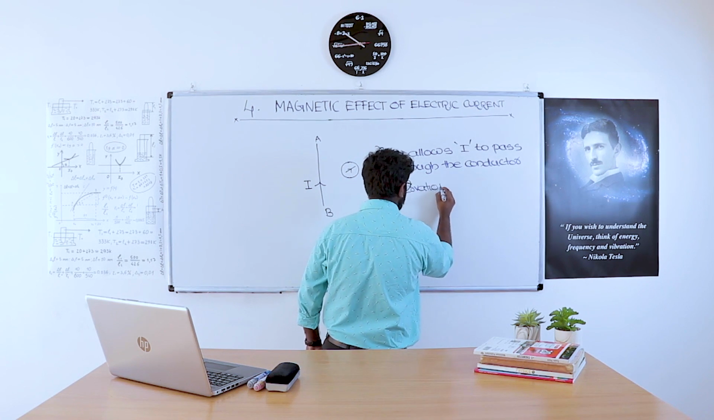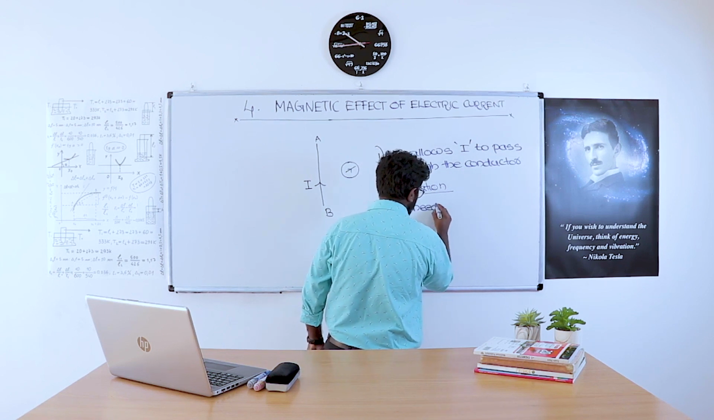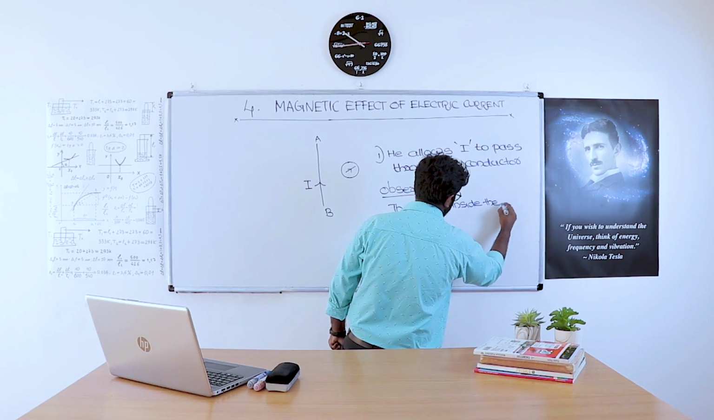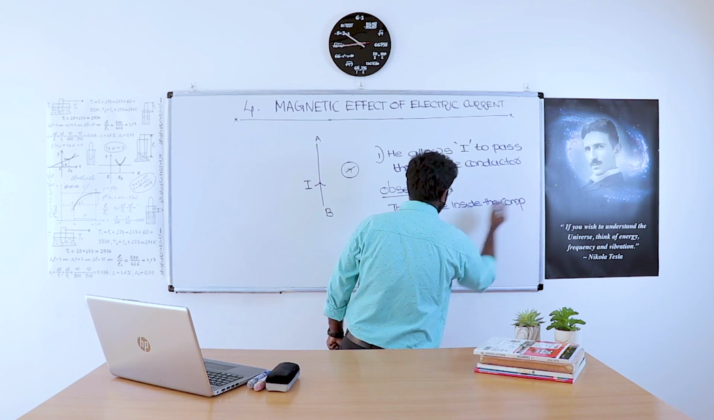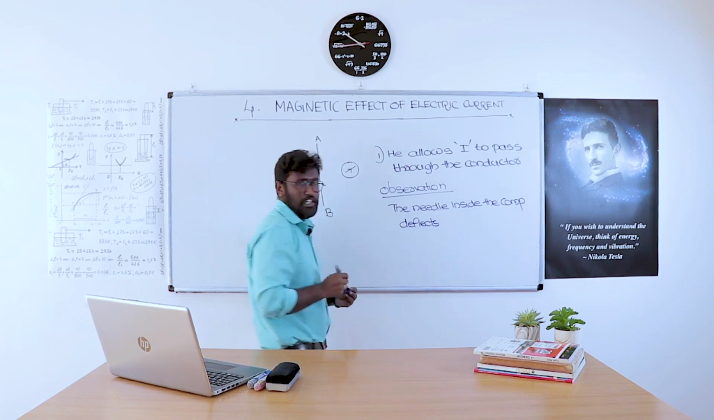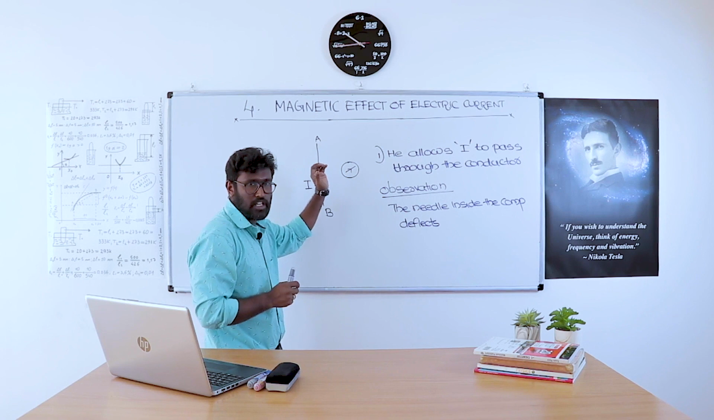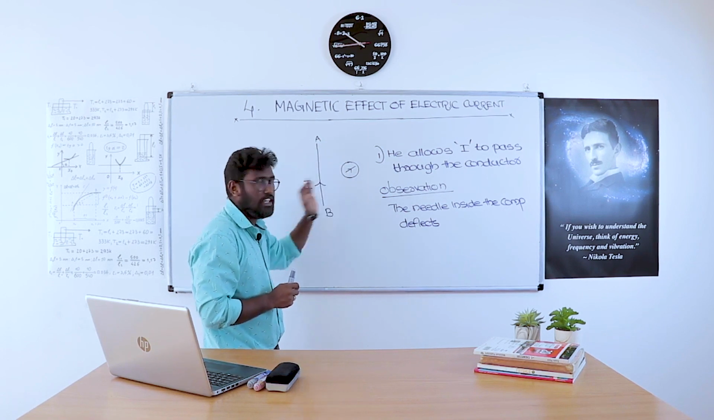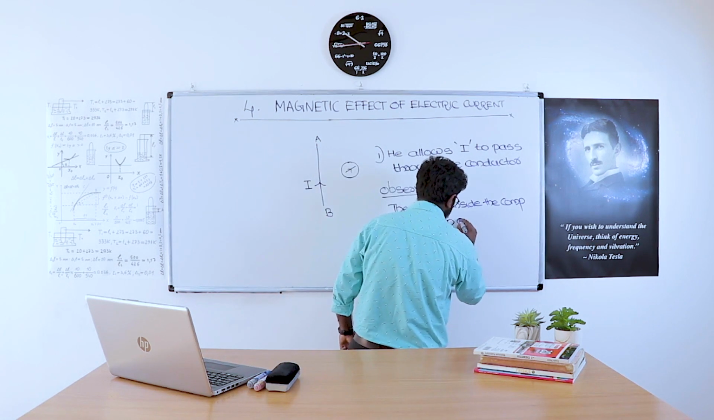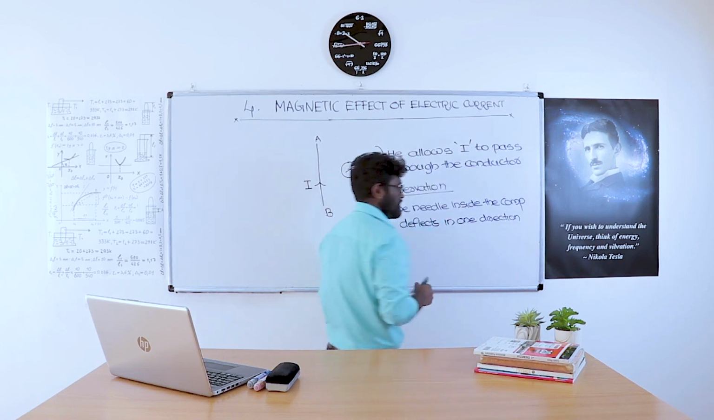He observes that the needle inside the compass deflects. Whenever electric current is passing through the conductor, the needle inside the compass deflects in one direction, either anti-clockwise or clockwise.